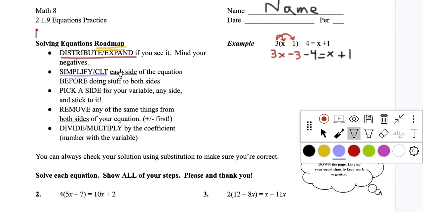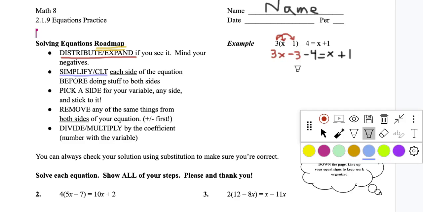Okay, next up, it does say right here to simplify or combine like terms. So it says simplify or combine like terms on each side of the equation before doing stuff to both sides. So all we're going to do is add the like terms. I'm going to go ahead and double underline this one. You can also circle it or highlight it if you want to. Let me just show what that would look like. We have, oh, these aren't like terms. My brain was saying those two are like terms. Are those two like terms? The answer is no. Let me go ahead and grab a highlighter now.